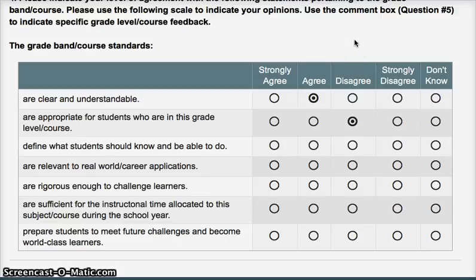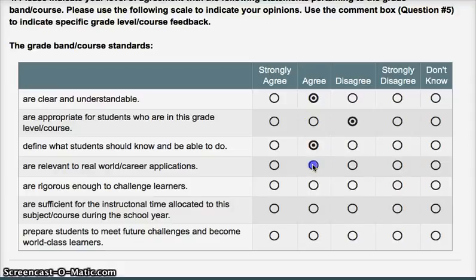They define what students should know and be able to do. Now, other than the evolution, there are things in there that students need to do. Remember, we are Christians for science. Are relevant to real world and career applications? Well, that's assuming you know a little bit about that.